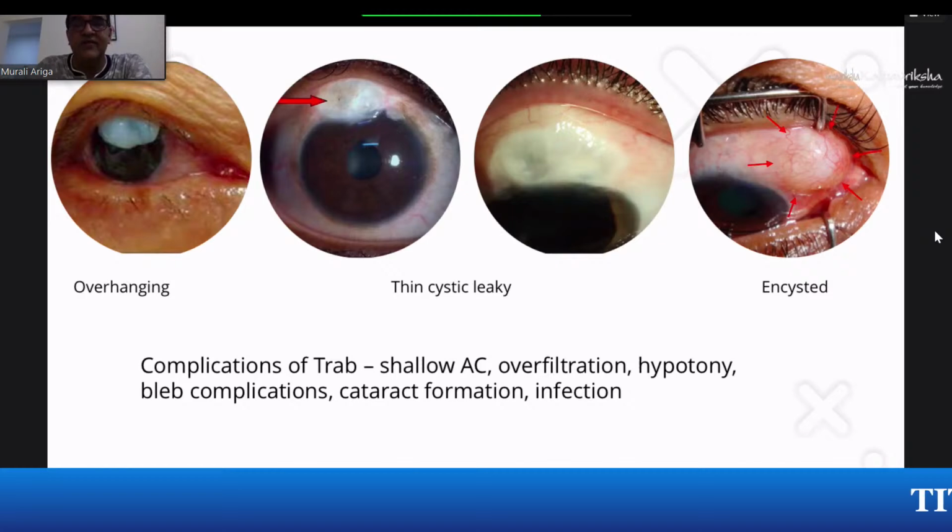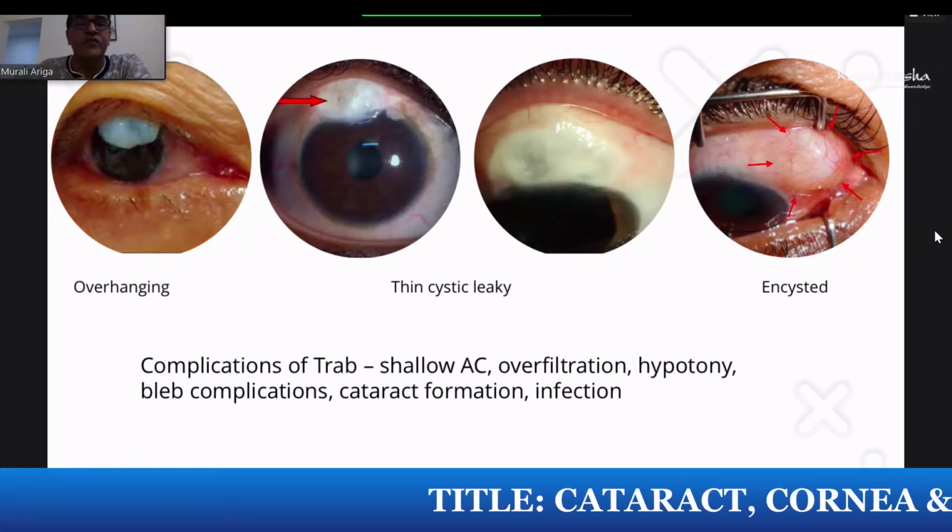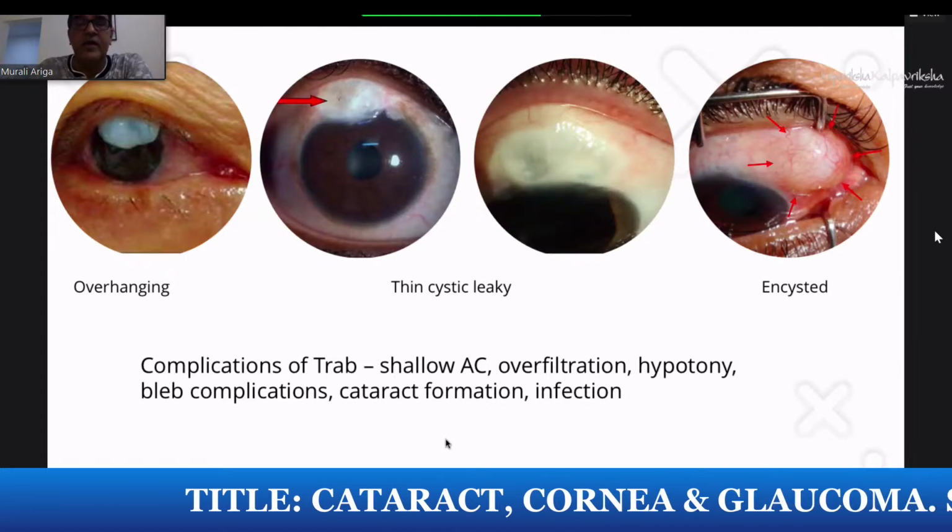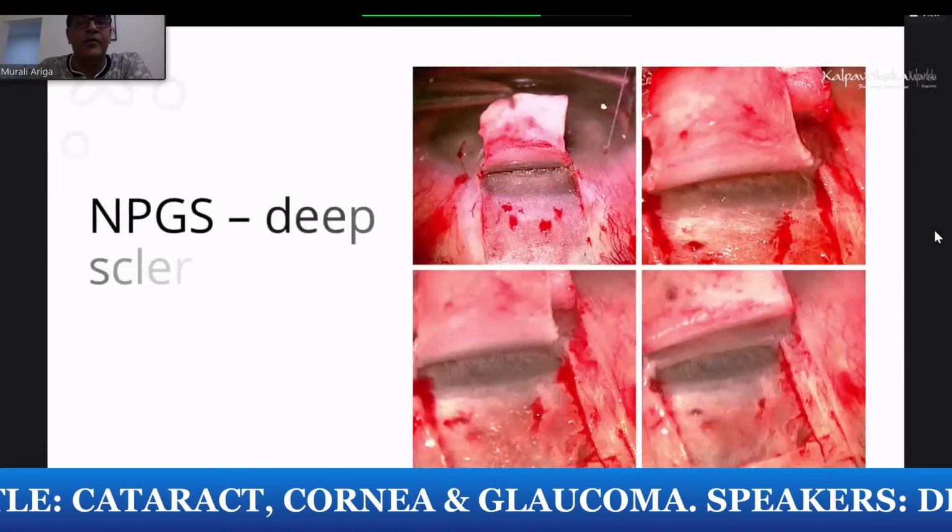And of course, the chance of infection is always there in any surgical procedure. So it's not without risk and complications. You must keep this in mind and discuss all these considerations before you embark upon surgery.